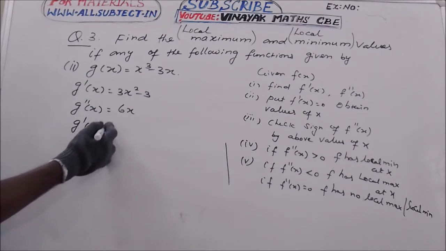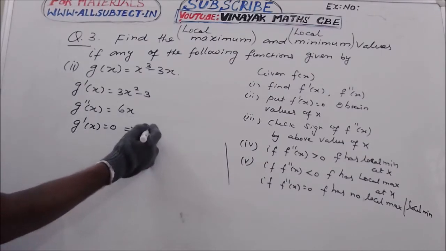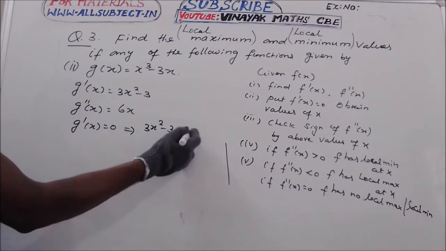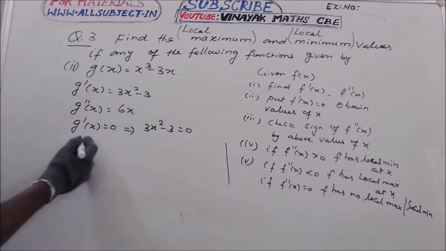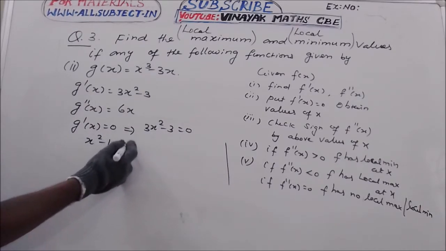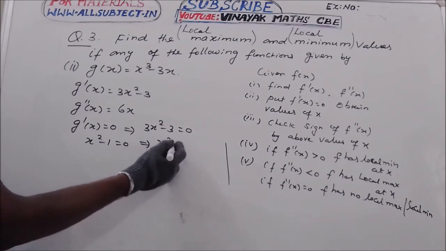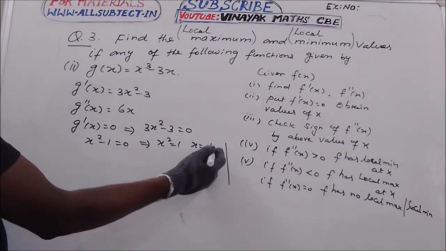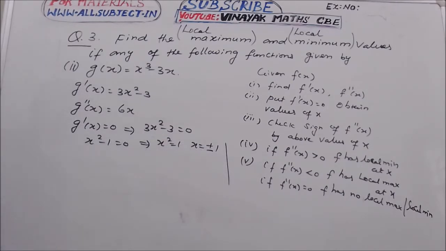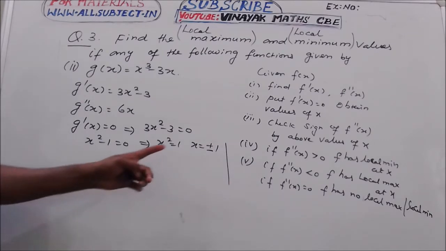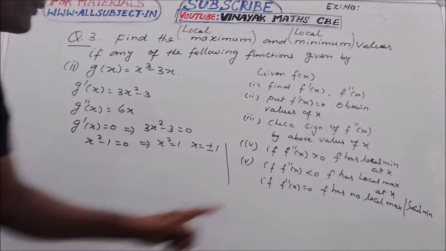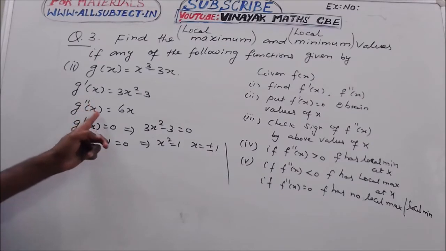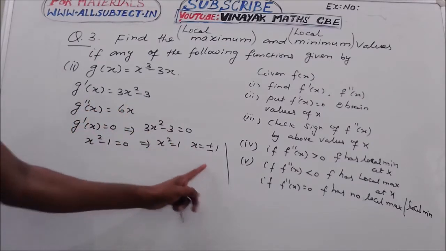g dash of x is equal to 0 implies 3x square minus 3 equal to 0. Dividing by 3, x square minus 1 equal to 0, which implies x square equal to 1 and x is equal to plus or minus 1. There are two values for x here. Now check the sign of g double dash of x at x is equal to 1 and minus 1.